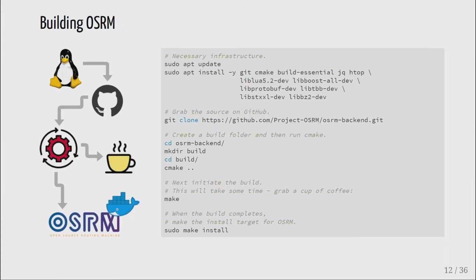So this is a high-level overview. This gist is also available on GitHub if you want to go and get it. And I'm setting up for a Linux infrastructure. So firstly, you need to get some of the infrastructure that you need and other software. Then you can grab the source from GitHub. And then you need to create a build folder and run the make file. This takes some time, so go grab a cup of coffee. And lastly, you can run sudo make install to actually install your OSRM server. Alternatively, you can also grab the Docker image for a much easier setup and installation.